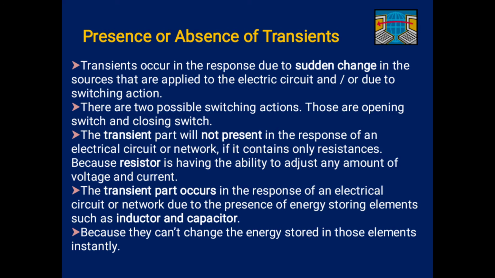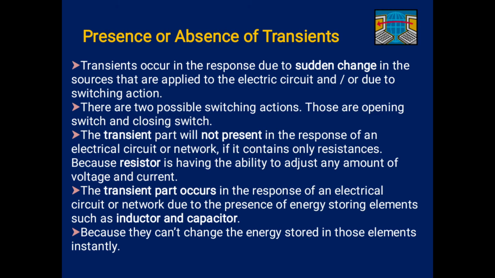Next, where will the transient be present or absent? Transients occur in the response due to sudden changes in the sources that are applied to the electric circuit or due to the switching action. That is, when you apply some force, only then do the changes happen, either when you switch on the fan or switch off the fan. For example, if you switch on the fan, it takes some time to reach the maximum speed you have set. Similarly, when you switch off the fan, the same thing happens. It takes some time to reach the off position. So this is happening in the circuits also.